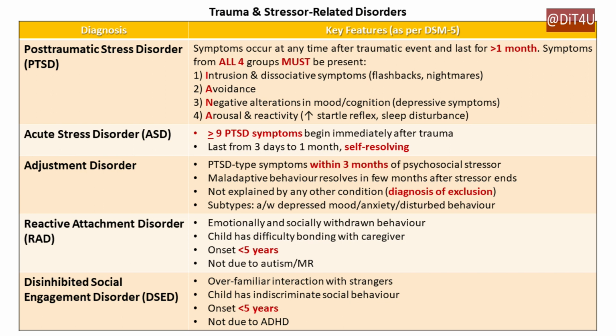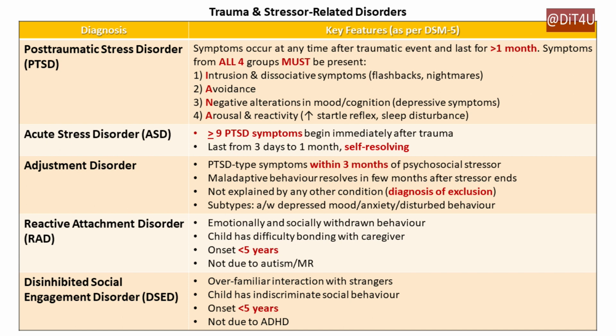Emotionally withdrawn, socially withdrawn, no bonding with the caregiver. That is reactive attachment disorder. That's why it's called attachment, no attachment. DSCD is the opposite: excessive attachment, over-familiar behavior even with strangers. The child has indiscriminate social behavior, such as walking away with a stranger. This also leads to abnormalities in attachment, but it's not as severe as in RAD.